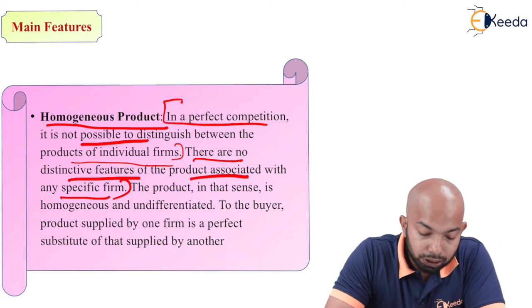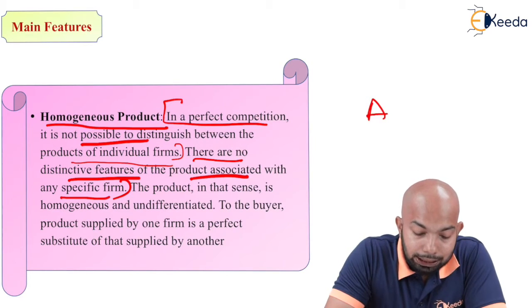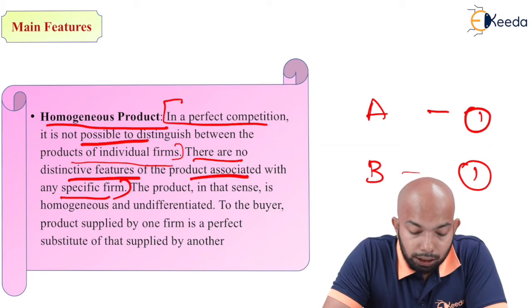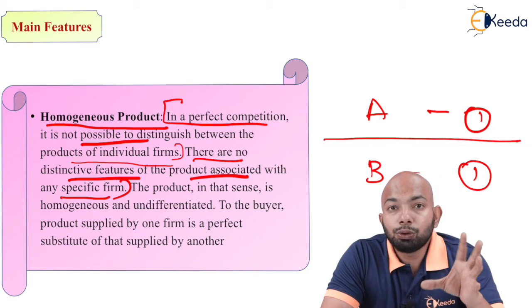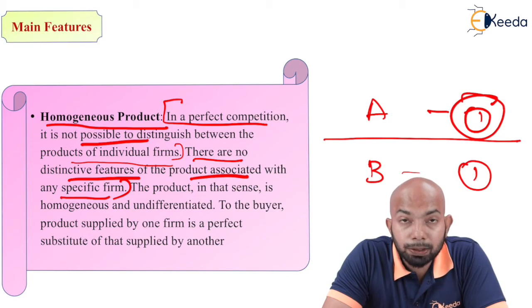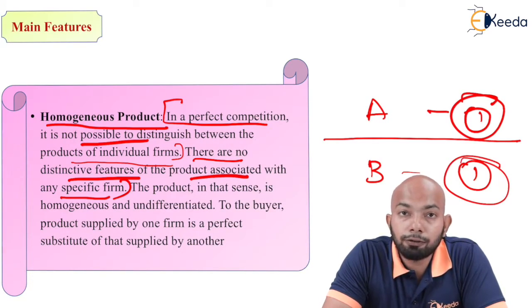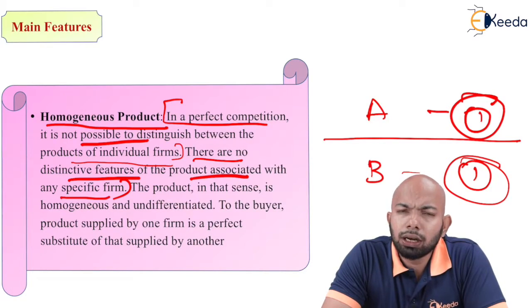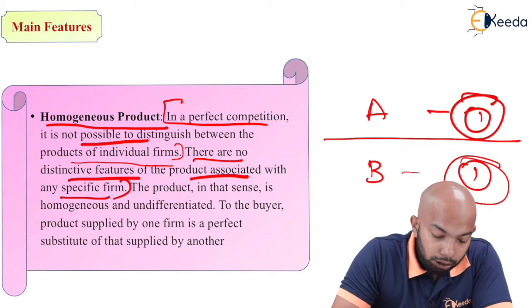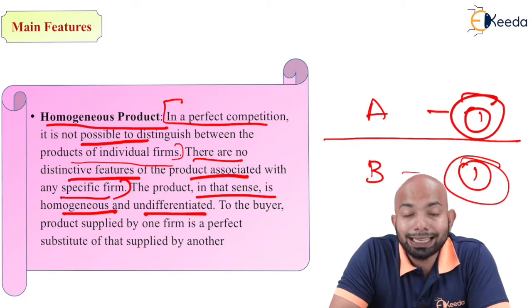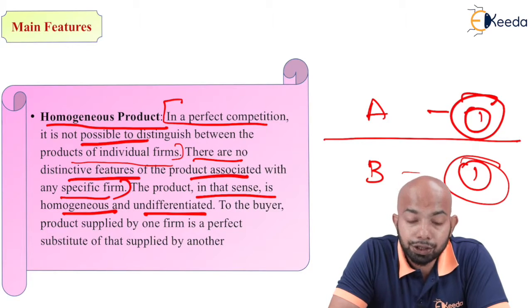That means if firm A is selling product 1, and firm B is selling the same product 1, firm A and firm B will not have two distinctive features. Whatever features are there in firm A with this specific product will be the same features in firm B with the similar product. Hence, there is no differentiation. The product in that sense is homogeneous and undifferentiated. Hence, we call it homogeneous and undifferentiated.